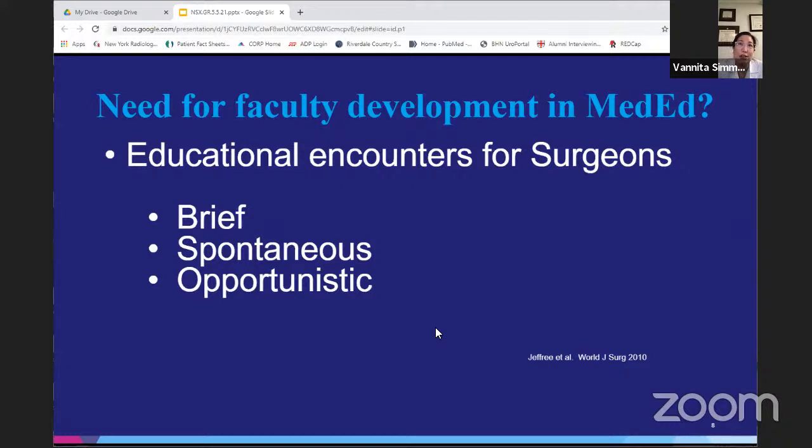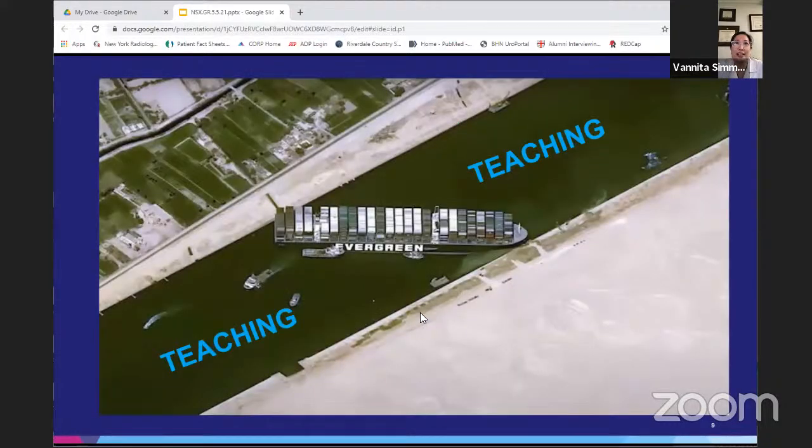So again, this is in contrast to medicine rounds where an entire team can sit in a nice room and discuss hyponatremia for 3 hours. So teaching like the Suez Canal is very important. It's an important commitment for academic surgeons alongside the duties of patient care, research, and continuing professional development. But very often we as educators encounter barriers to teaching.